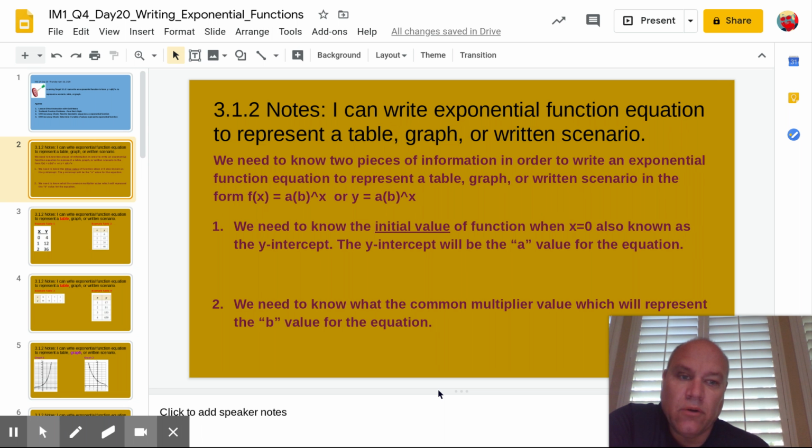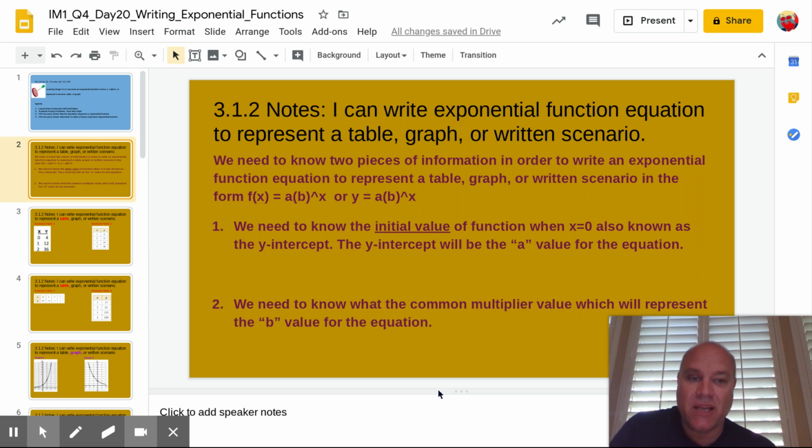When we need to write the equation to represent an exponential function from a scenario in words, a table, or a graph, there are two key pieces of information we need to know. The first is the initial value, also known as the y-intercept, which you can find when x equals 0. That initial value is going to be our a value in the equation y equals a times b to the x power, or f of x equals a times b to the x.